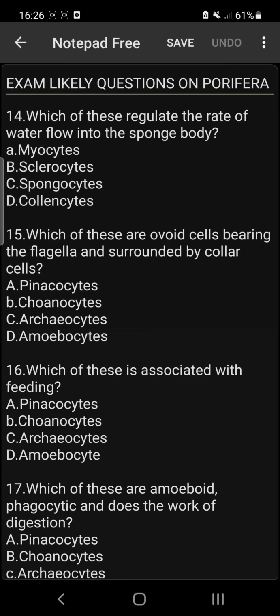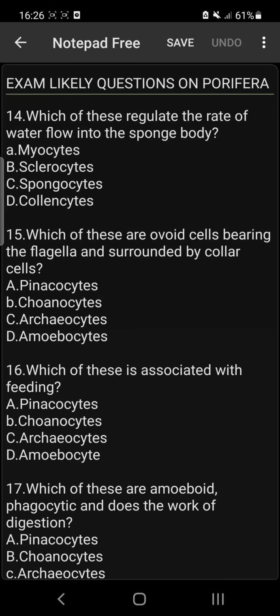Now these collar cells enhance feeding. It supports feeding. Take note of that. The special cells that surround the choanocyte are called collar cells. Or they may ask, collar cells are peculiar to which of the following? The same thing. The answer is what? Choanocyte. Number 16, which of these is associated with feeding? Yes, I explained just now. The answer is choanocyte. The collar cells present in the choanocyte help it to feed on food particles, all right?